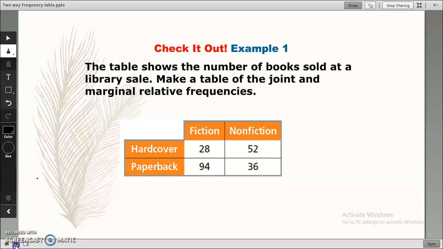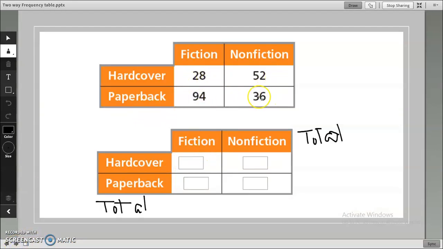Okay, so hopefully the first thing you did was find out the total amount of books sold. So that would be 28 plus 94 plus 52 plus 36 equals 210. And so this is the value that I'm going to divide each number by. So that's going to be 28 divided by 210, 0.133 repeating. 94 divided by 210, which is 0.4. We'll round to 8.